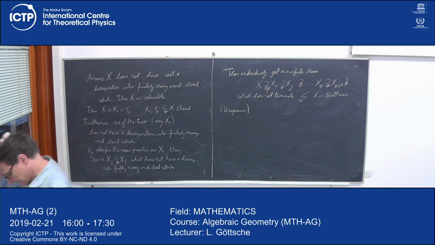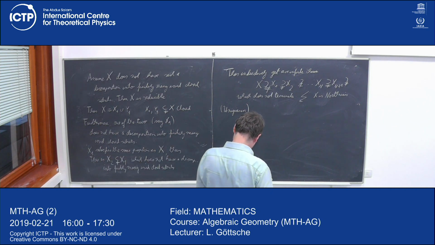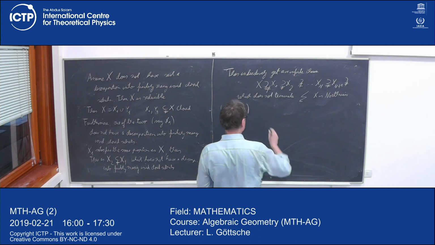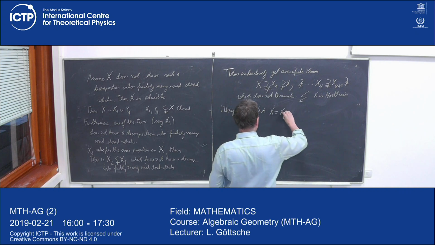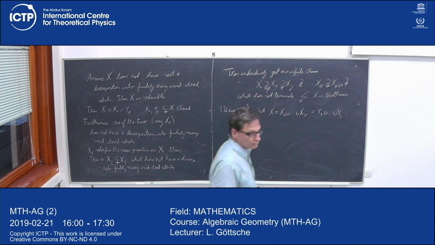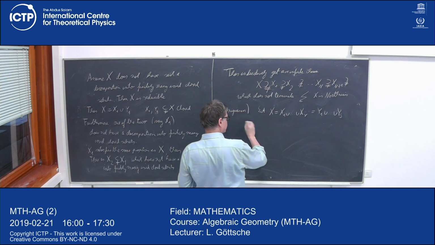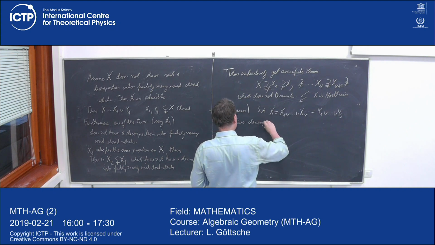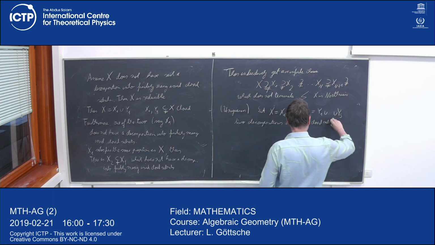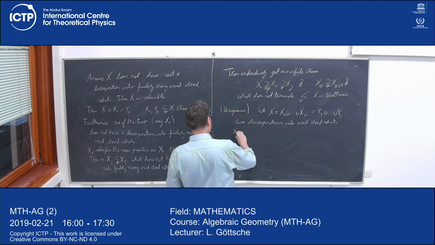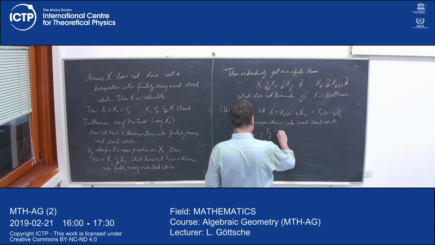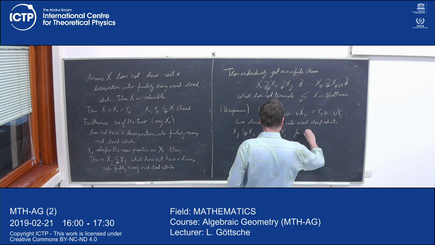Here we just have to look at the defining properties. So, assume we have two such decompositions, that X equals X1 union ... XR, and also equals Y1 union ... YS, two decompositions into irreducible closed subsets with the properties we had above, so that Xj is not contained in Xi, and also Yj is not contained in Yi for i different from j.